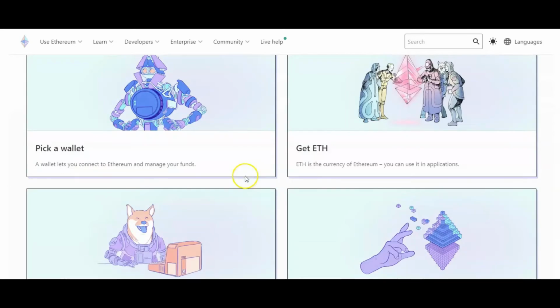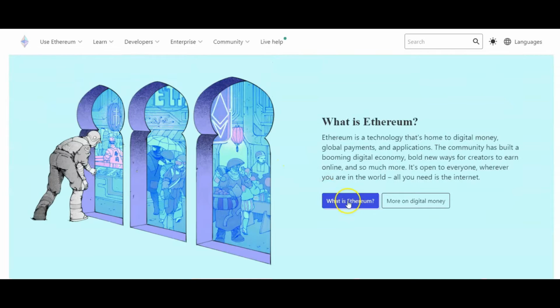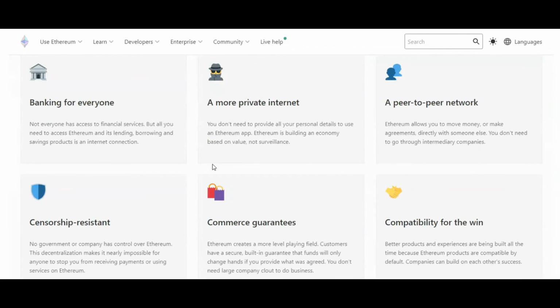So let's get into this a little bit more, exploring what is Ethereum. Here are just a few highlights that I wanted to mention regarding Ethereum. So Ethereum is basically banking for everyone. Not everyone has access to financial services, but all you need to access Ethereum's lending, borrowing, and saving products is an internet connection. In a nutshell, it's decentralized finance, and you have easy access to these sort of products just by being on the internet and accessing them as they are built on the network of Ethereum.